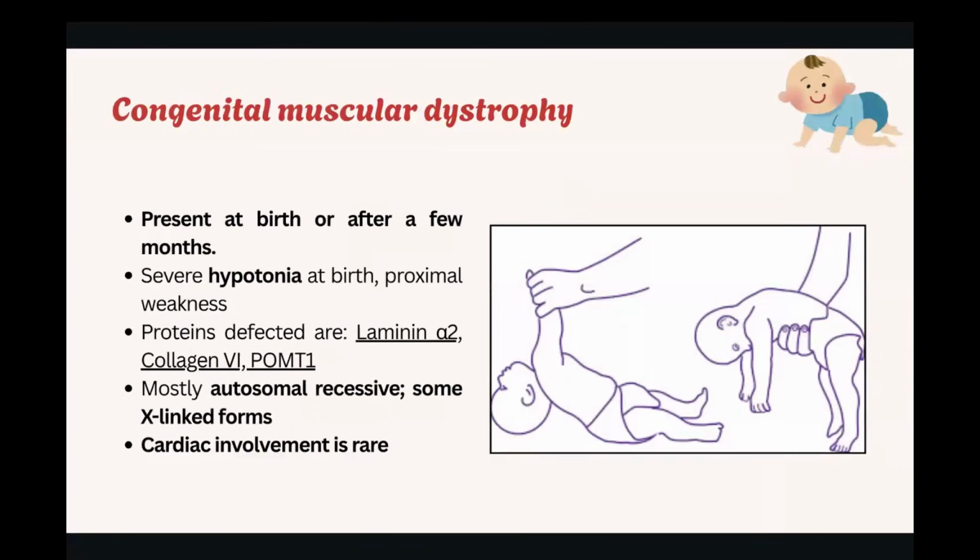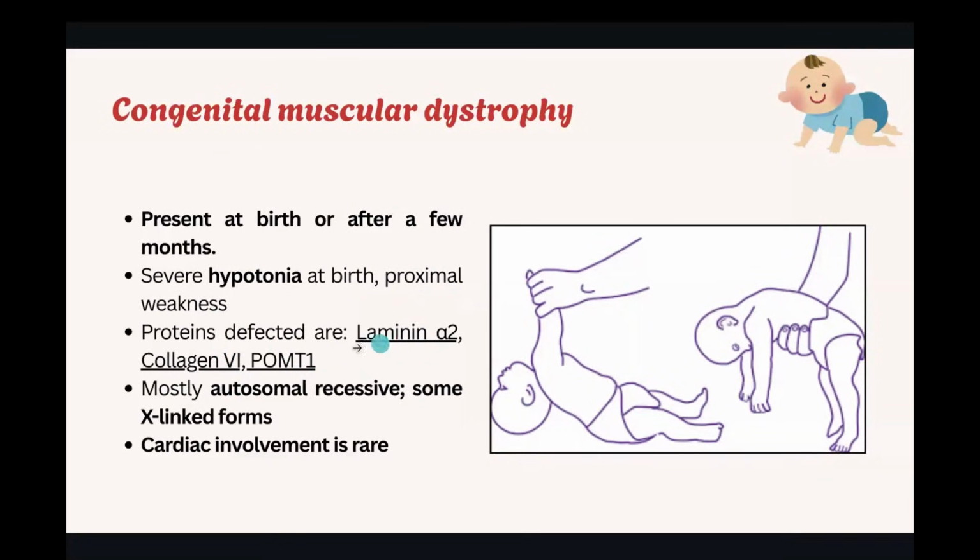Finally, we have the congenital muscular dystrophy, which is the third type of dystrophinopathy. Now, why do not all people consider this a dystrophinopathy? It's basically that the proteins that are defective are not dystrophins. They are laminin A2, collagen 6, and POMT1. So the protein that is defective is not dystrophin. However, when these proteins over here are affected, they can cause the defect of dystrophin, right?